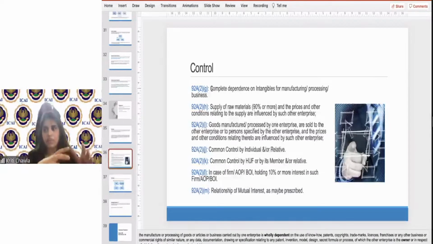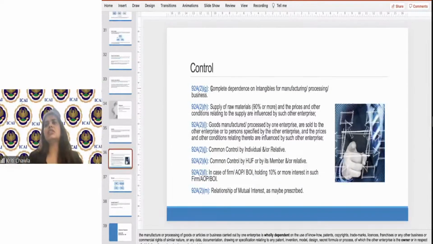So company 1 is actually selling watches, and company 1 is able to sell watches because it is dependent on the intangible that it is procuring from company 2. Company 2 owns that particular intangible. So company 1's business is completely dependent on this intangible, which is held by company 2. Well, if this is the situation, then section 92A2G says that company 1 and company 2 will become related or associated to each other. So that is what is provided in section 92A2G.